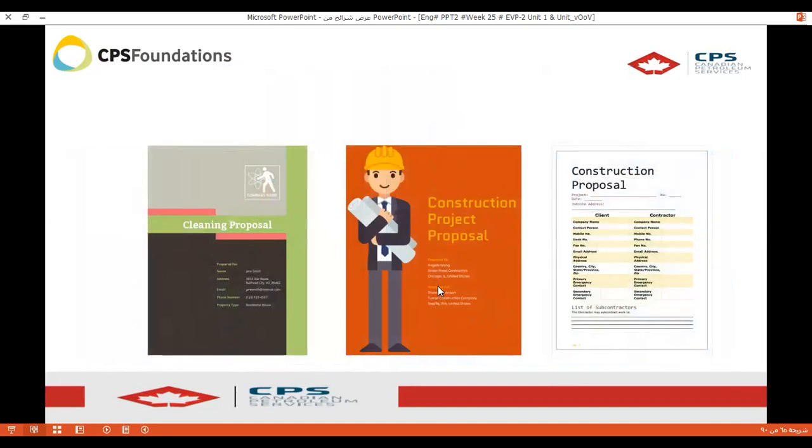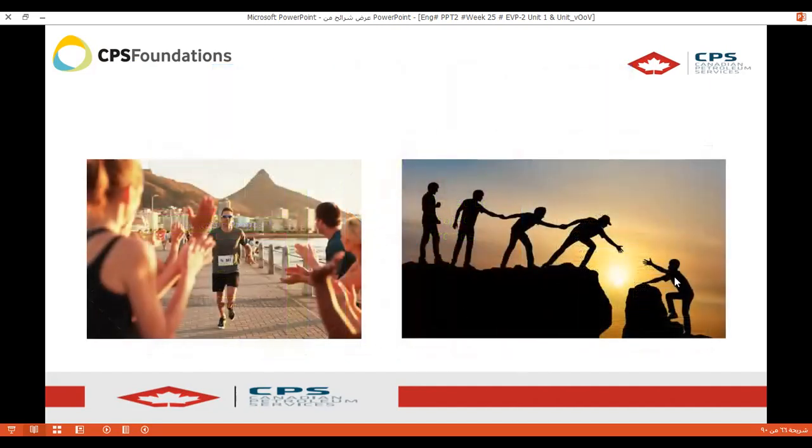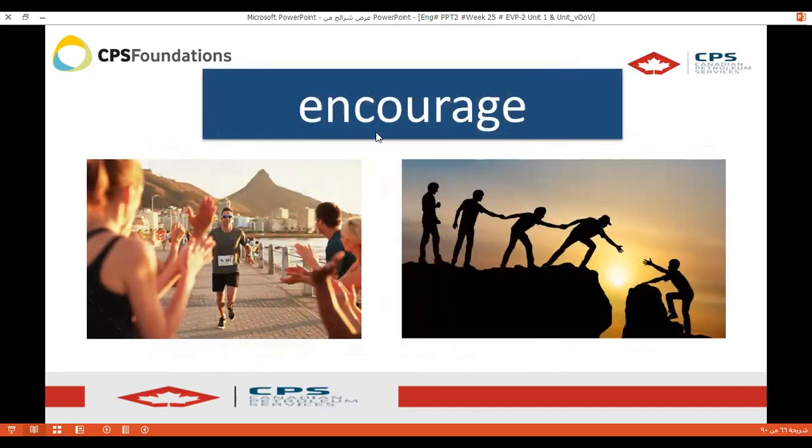Okay. This is a proposal. Proposal, it means that you are asking to do something. You are offering your services. Proposal. We have a cleaning proposal. So this company cleans and it's asking to clean the place and to get some money. This is construction project proposal. So someone is proposing a construction project. It means that he is offering his help or his service for this project. Here, people are helping a person. We are encouraging. Encourage. To encourage someone is to help him do something.